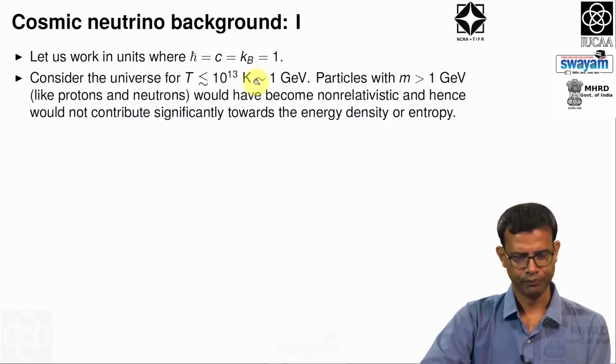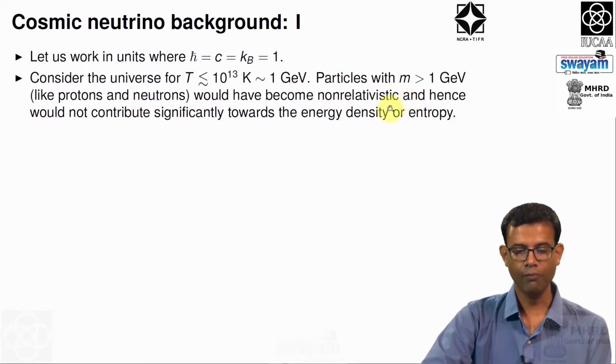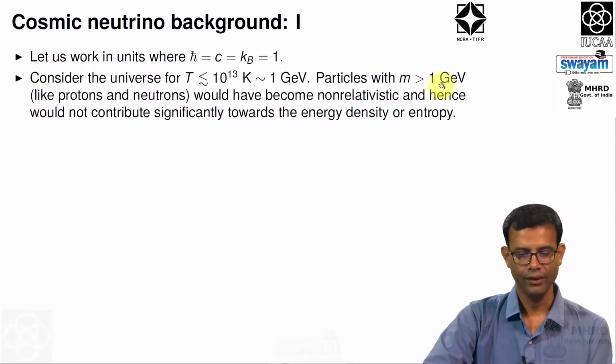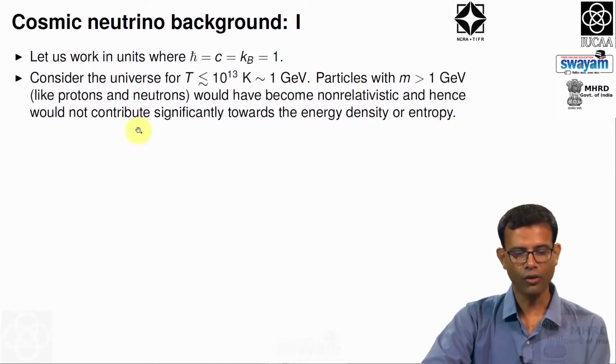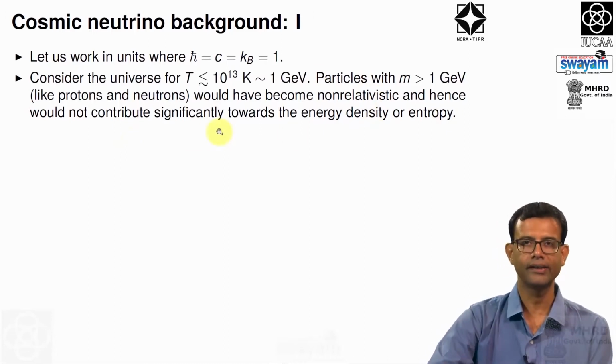Consider the universe when the temperature is, let us say, less than 1 GeV. So, at this time particles which have mass larger than 1 GeV, like protons and neutrons, would have become non-relativistic. Okay. So, there are not enough energies. So, the energies of these particles will be dominated by the rest mass, and the kinetic energies are much less. So, they have become non-relativistic, and since their energies are less, they would not contribute significantly towards the energy density or the entropy of the universe.